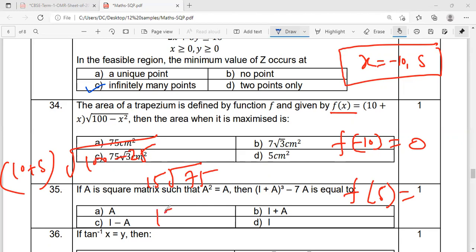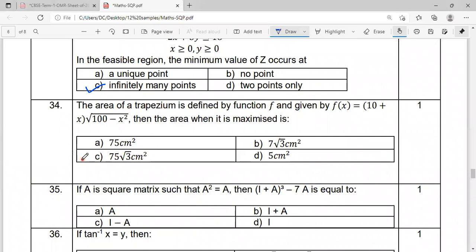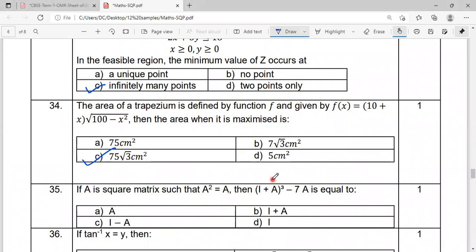So 15 into 5 square root of 3 is 75 square root of 3. All right, so you get 75 square root of 3 as the answer. That's where the area should be maximum, because at minus 10 the area was coming 0. So here the option is 75 root 3.